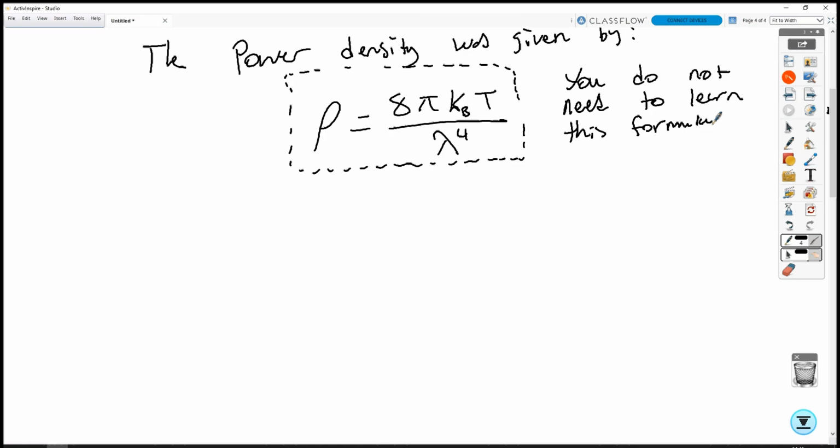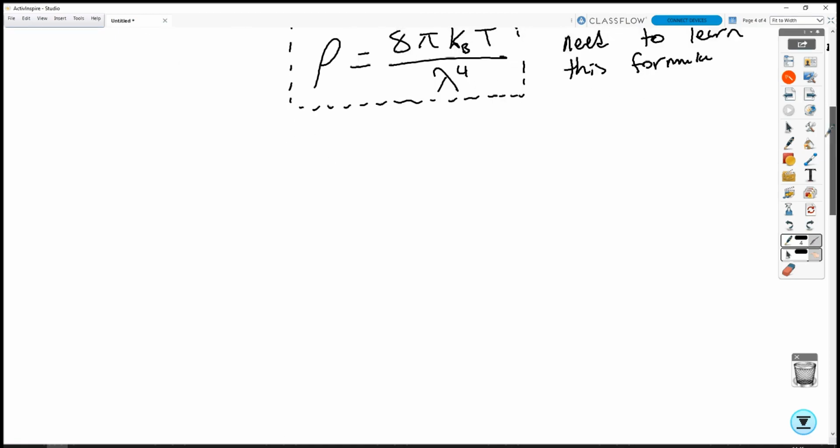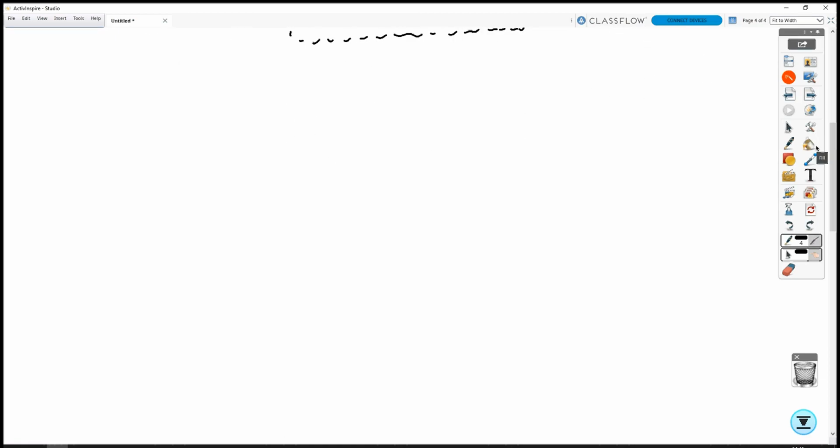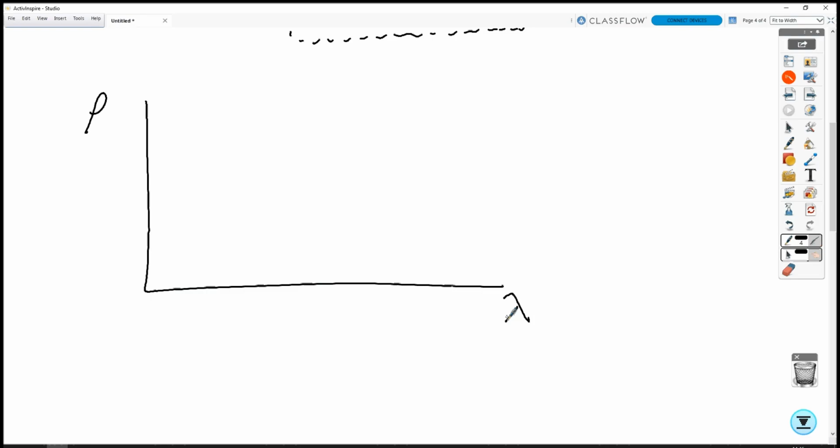So if we look at that on a graph, if we put rho and lambda, very, very small wavelengths should result in a very, very large power density. So it looks something like this. Looks like a 1 over x to the 4 graph.